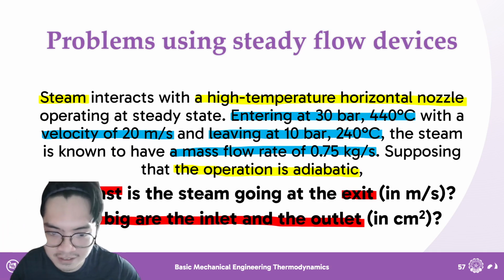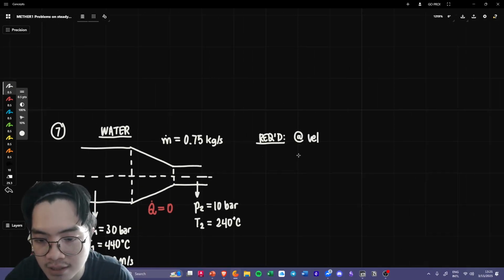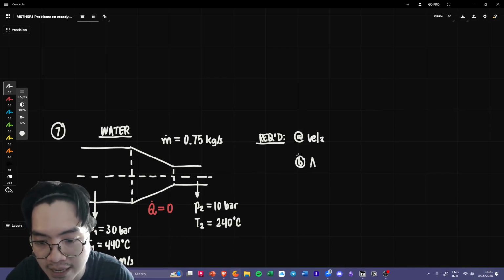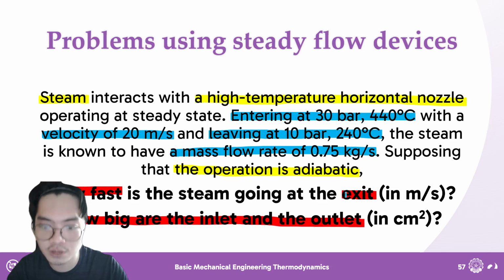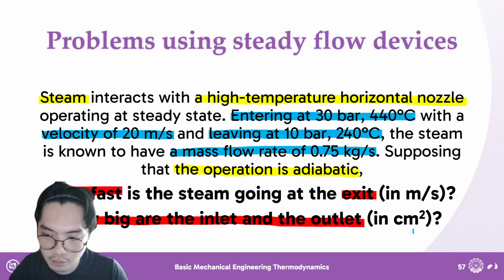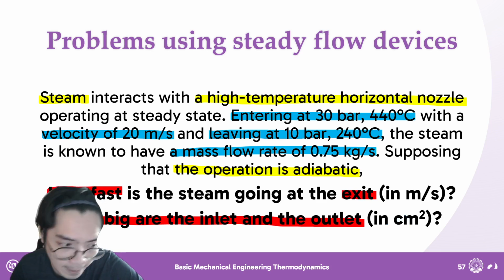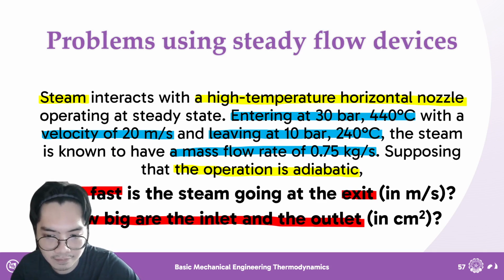There you go. I finally sneezed. So what we need for part A is the velocity at state 2. And what we need for letter B is the areas. How big is the inlet and the outlet? If I say in terms of cm squared, of course, it's going to be area. But if it's just in cm, I'm referring to the diameter. Let's be clear there.